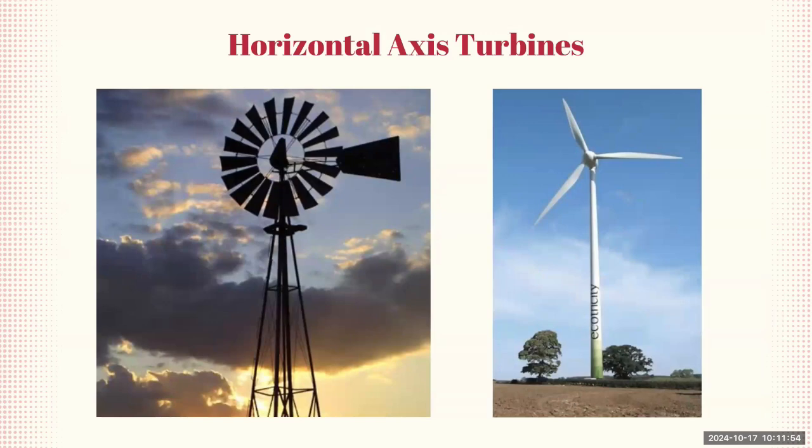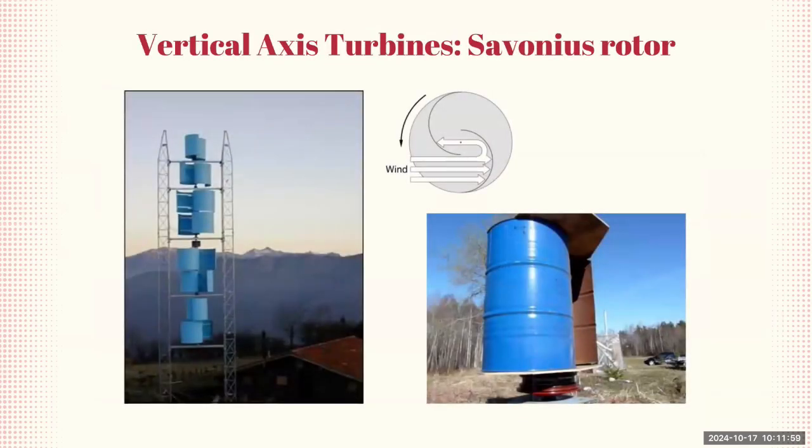You can see that the blades rotate around the horizontal axis, whereas for the vertical axis turbines, this is an example of a Savonius rotor, which, as depicted in the images, operates with blades rotating around the vertical axis. So its design is characterized by its simplicity and ability to catch wind from multiple directions, making it ideal for urban and suburban settings. Unlike traditional turbines, the Savonius rotor doesn't need to be oriented to the wind, providing consistent performance even in areas with variable wind directions.